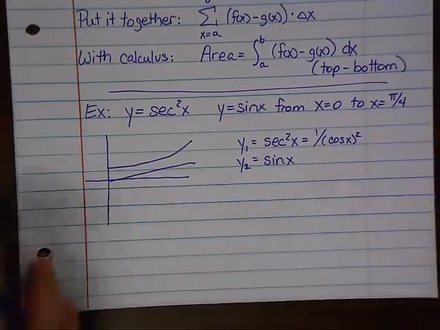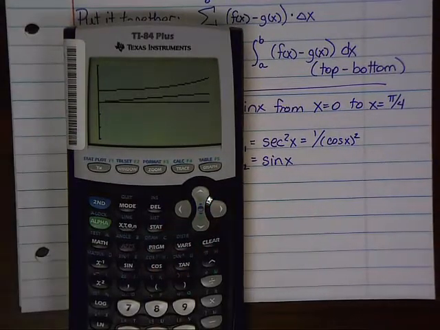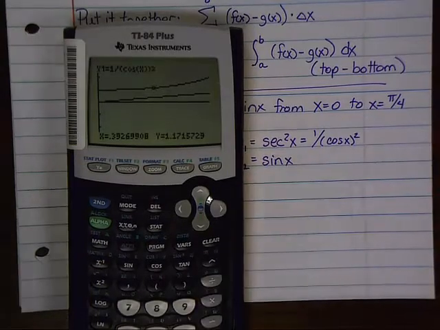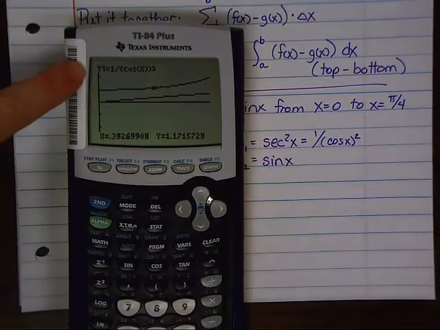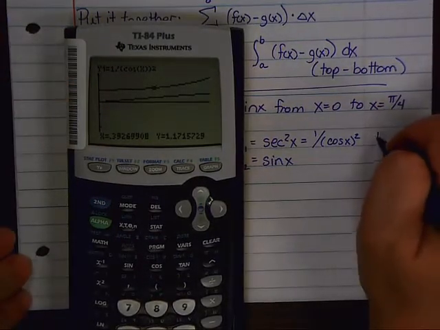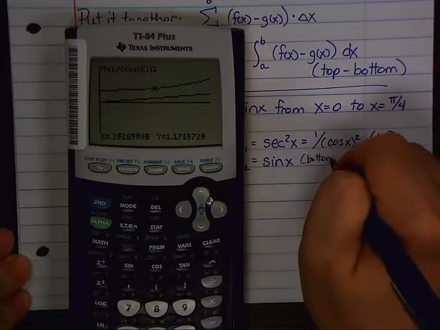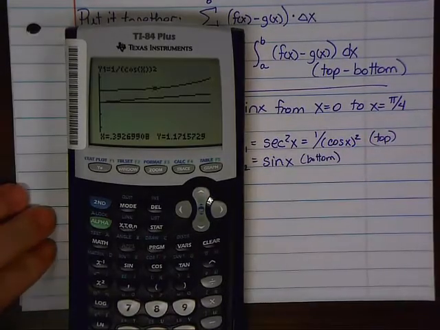Let's say you weren't watching it when it graphed. I don't remember which one's top and bottom. Just push the trace key. Push trace. Which one is it blinking on? Y1, and that's the top curve. So out to the side, I'm going to write top here, and I'm going to write bottom here. Okay.